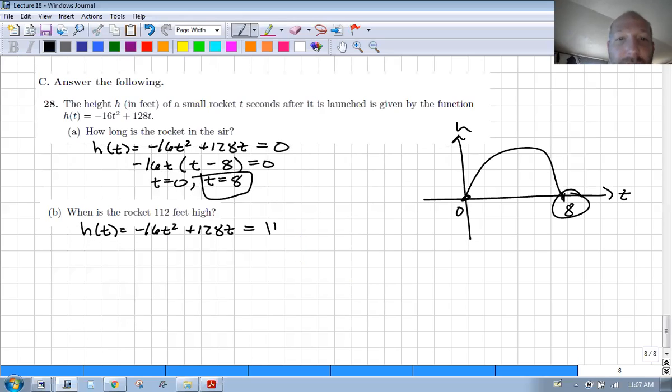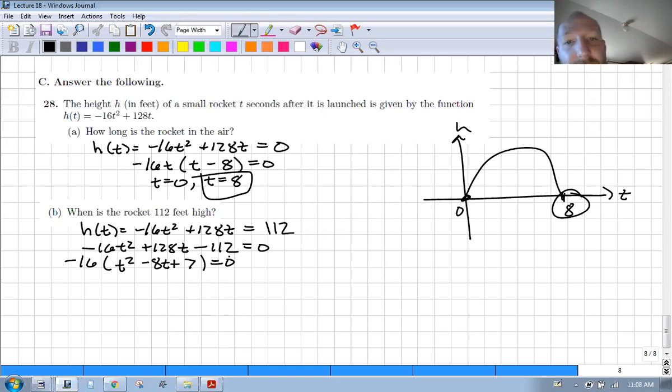Equal to 112 feet. And I'll solve for the time. First, we need to put this in the standard form. We can factor out a negative 16, I think, out of here. So that gives us a t squared minus 8t plus 7. I need a t here. 16 times 7 is 112. All right, so we can divide by negative 16.